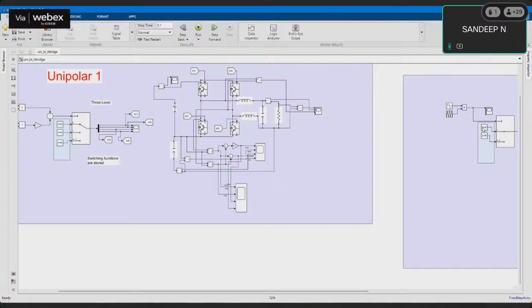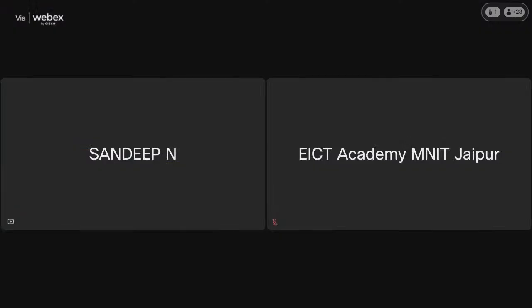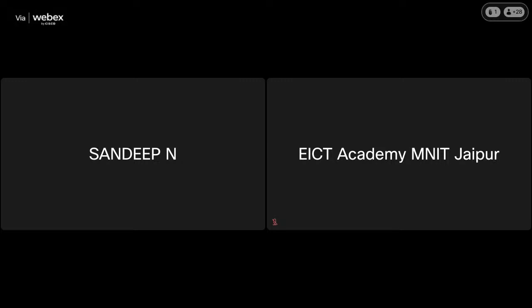So this is what I was talking about. Let us take the bipolar as an example. So what you see here, you have the H bridge, right? You have the H bridge, then the... I think just a second. The MATLAB has crashed.